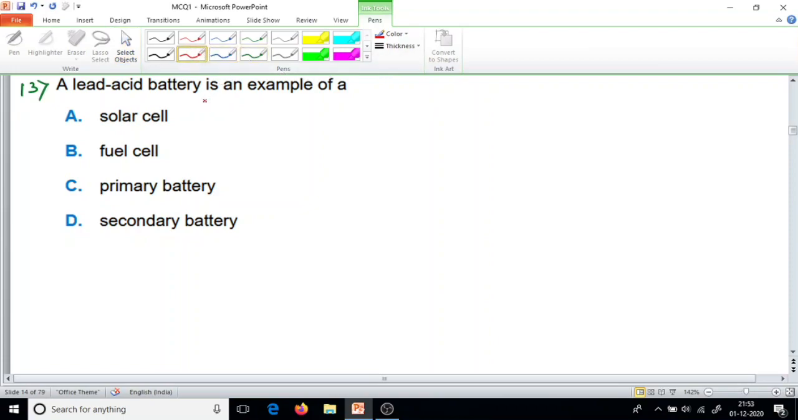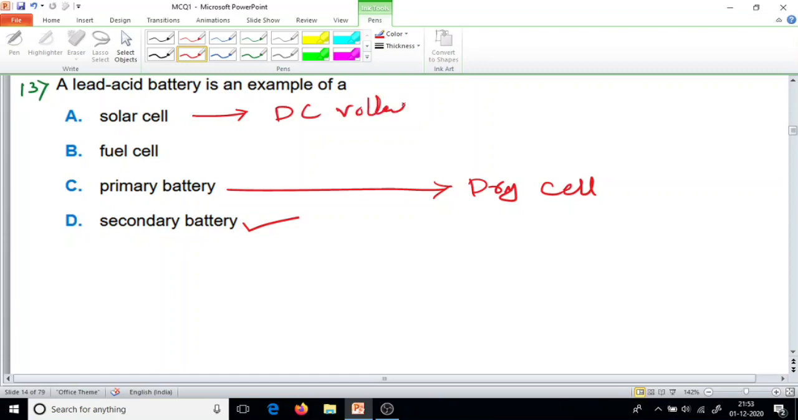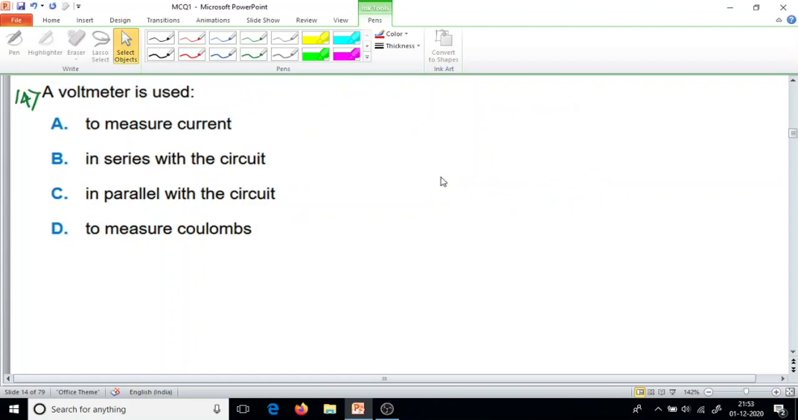Question number 13. A lead acid battery is an example of a secondary battery. What is an example of a primary battery? It's a dry cell. Whatever we buy in shops, 1.5 volt, that is used for the remote and all. That is the dry cell. The solar cell provides DC voltage. The output of a solar panel is DC, and efficiency is 10 to 15%, so maximum is 15%.